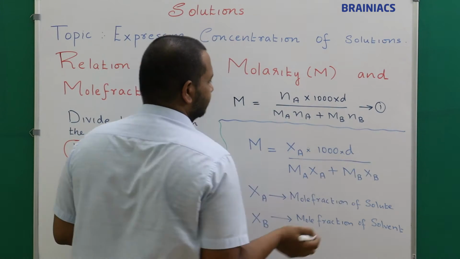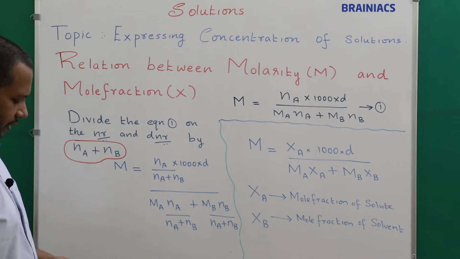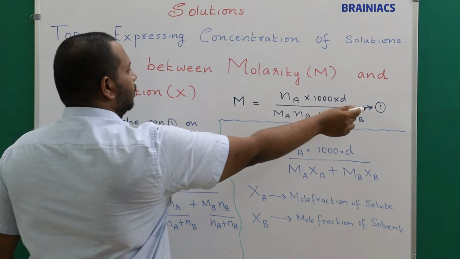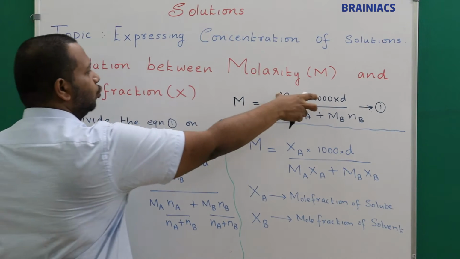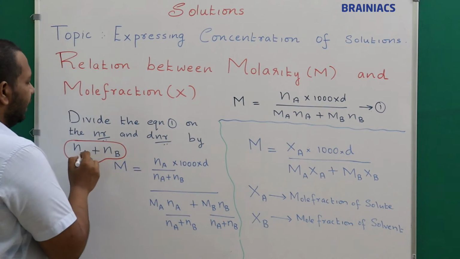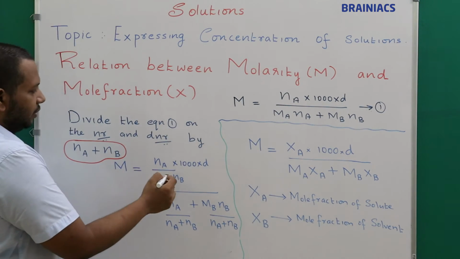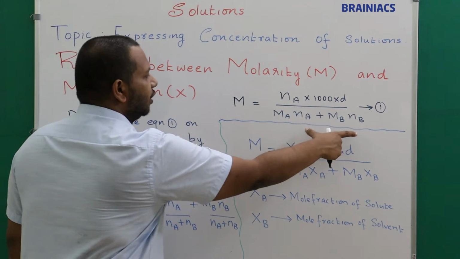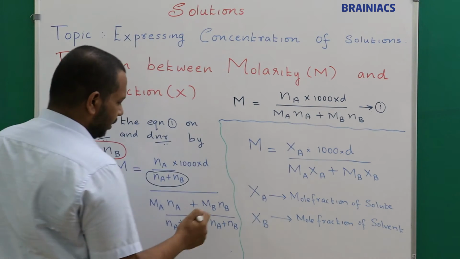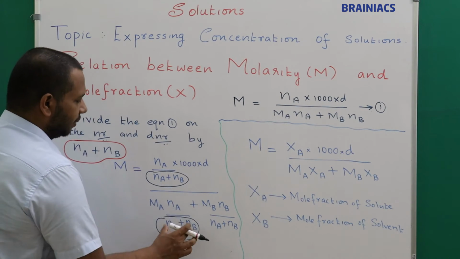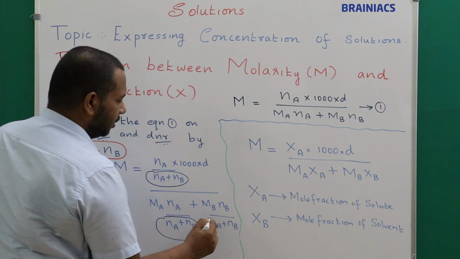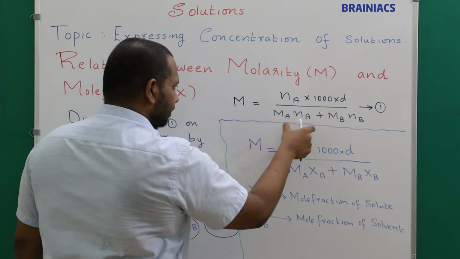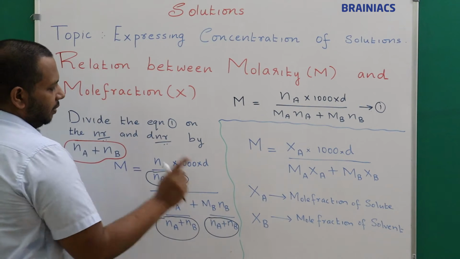So in this equation 1, I am dividing the numerator and denominator by NA plus NB. You could see here, NA plus NB is introduced in the numerator, and I have introduced the same NA plus NB in the denominator. So it will come to here and it will come to here. Because when you divide by NA plus NB on the whole side, this will become A by this and this by this. So NA plus NB, NA plus NB is coming.